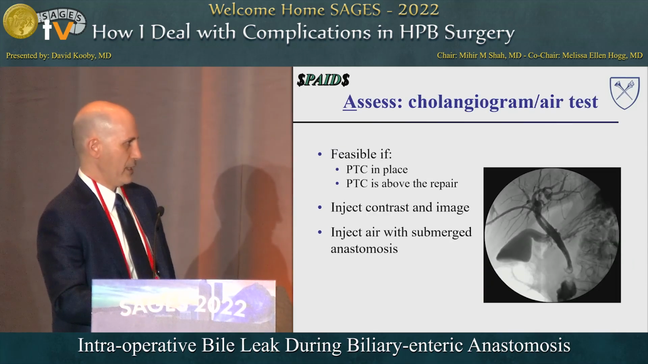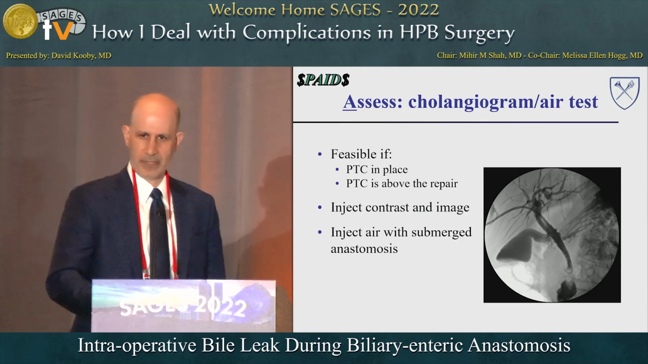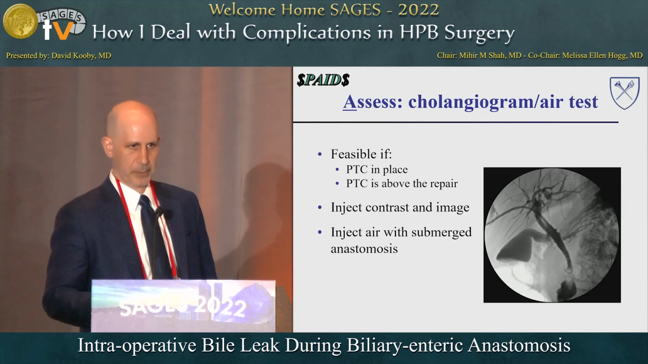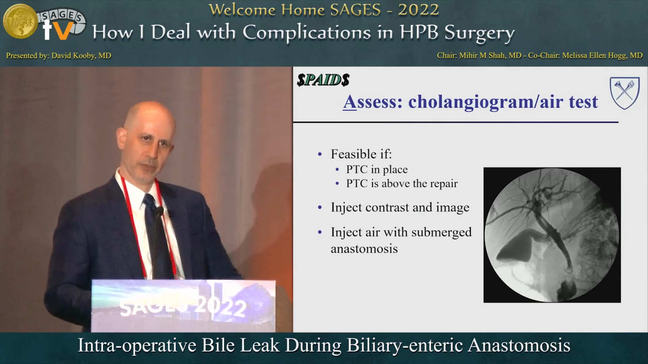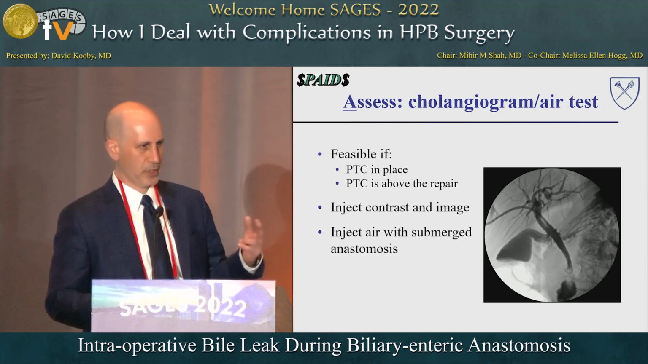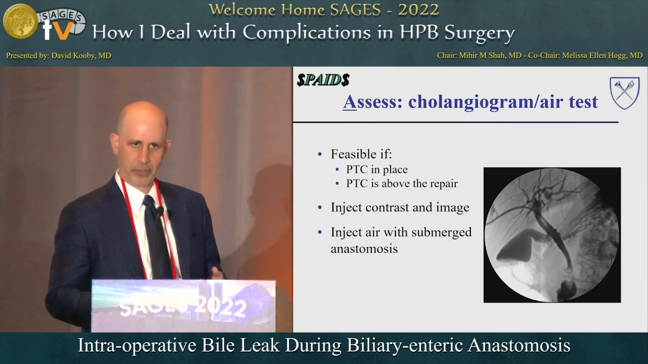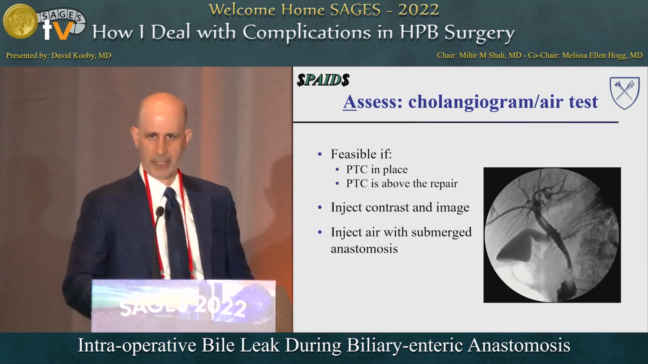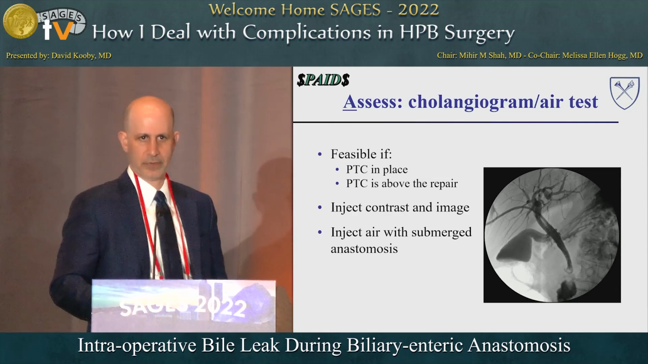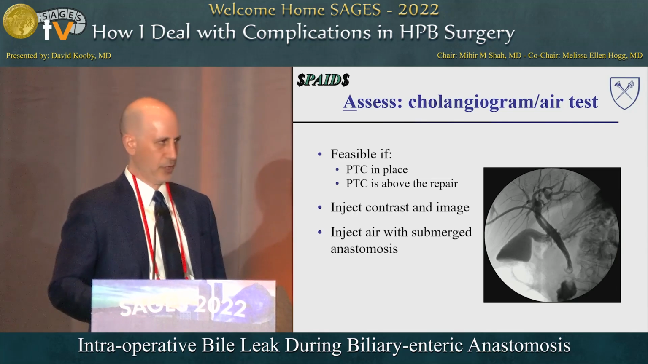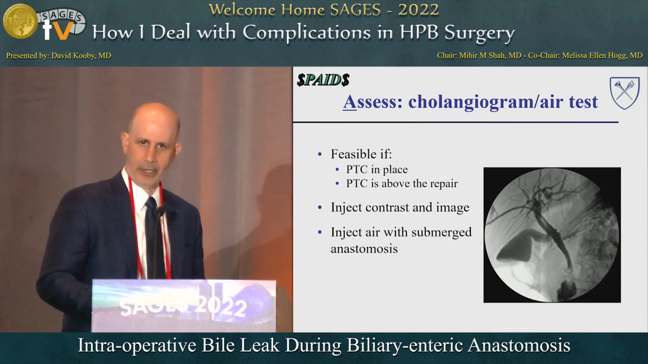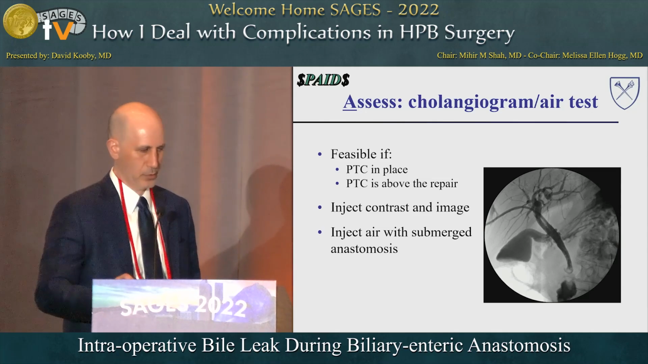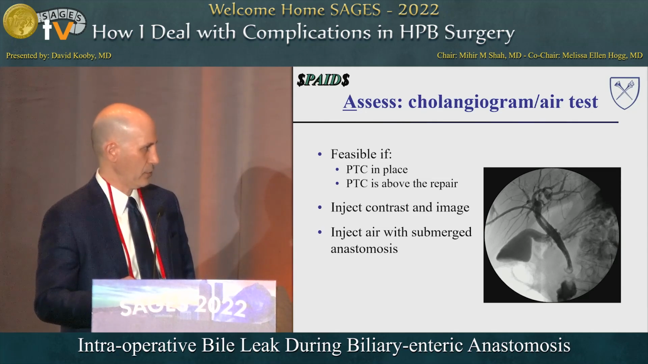So cholangiogram or air test, really, this to me is really only very feasible if the patient already has an indwelling PTC. So if the PTC is there, you can choose to leave it across the anastomosis, or you can cut it higher and you can leave it within the liver above your anastomosis. In that situation, then you actually can have your circulating nurse inject the PTC itself to look for findings of a leak at your anastomosis, or you can inject air and submerge the anastomosis under saline and look for leaks in that situation. I've only done this a few times, but if you have that ability, it's nice.